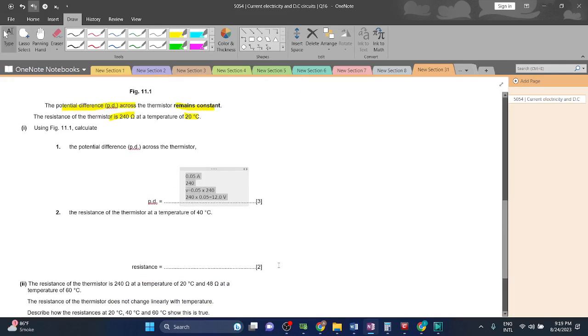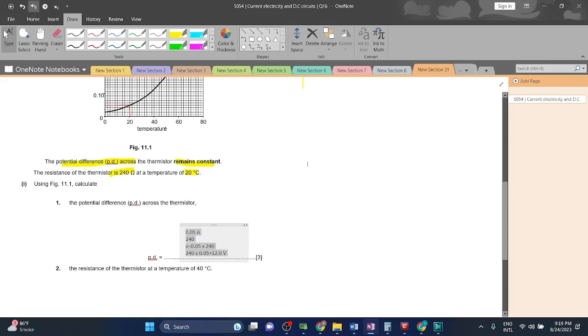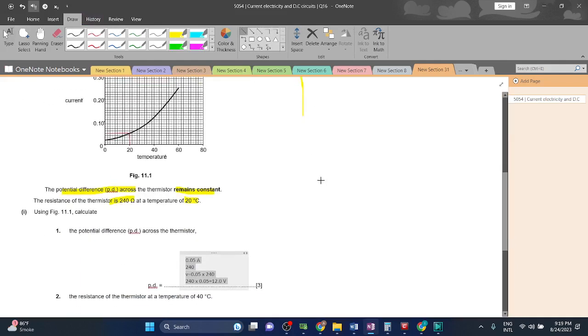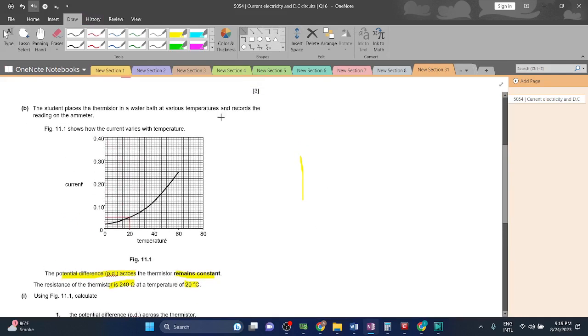अच्छा आगे. 2. The resistance of the thermistor at the temperature of 40 degrees Celsius. So at 40 degrees Celsius, what will happen is कि हमारा जो है current that will drastically increase because the temperature is increasing, the current will increase as well and the resistance will decrease. तो हम इसका देख लेते हैं. ये आ जाएगा 0.12. 0.12 करंट इज इक्वल टू 0.12 और हमारे पास आ गया वोल्टेज विच इज इक्वल टू 12, राइट?